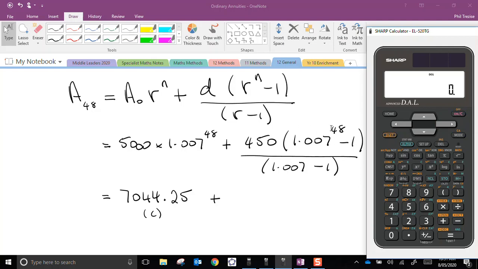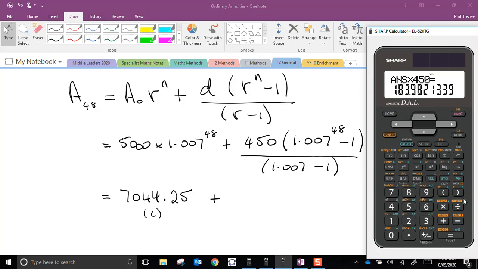I might start with the brackets in the numerator here, 1.007 to the power 48. That was the value stored in B to the power of 48. Let's just hit equals. So that first bit comes to 1.4 something something. Now I subtract 1. So that's just the bit in the brackets on the numerator. Then I multiply by 450. Let's hit equals. That's now the numerator, the entire numerator.